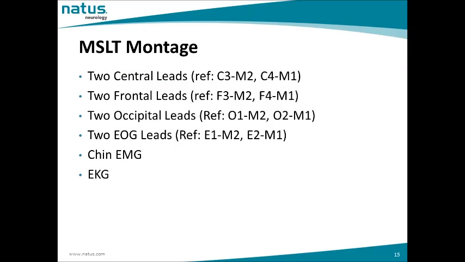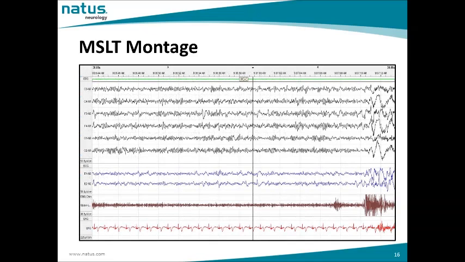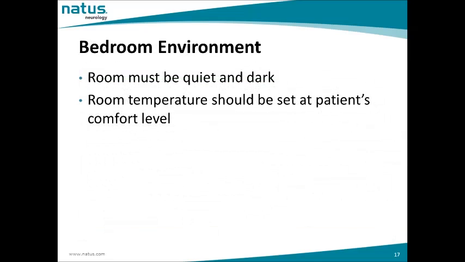So what will be the montage that we will be using for MSLT? We will need to have 2 central leads, 2 frontal leads, 2 occipital leads, 2 EOG leads, chin EMG, and EKG. This is an example of the MSLT montage in RemLogic, which I will show you more in the demonstration at the end. So how about the bedroom environment? The room must be quiet and dark, and the room temperature should be set at the patient's comfort level.